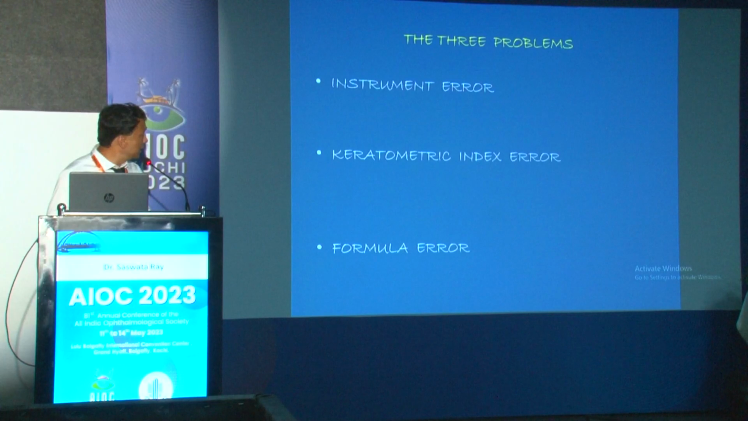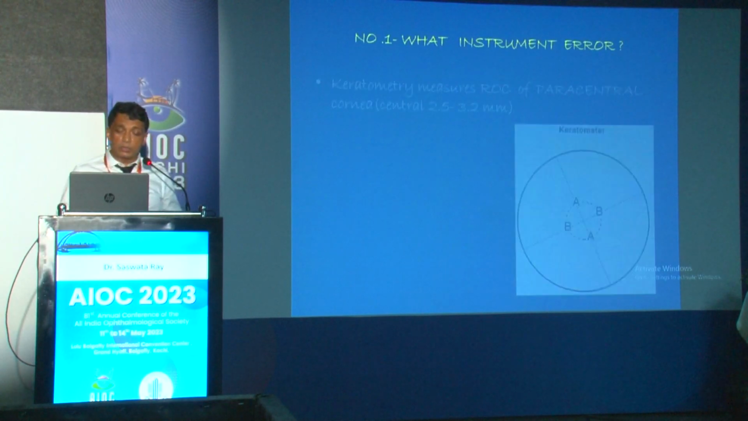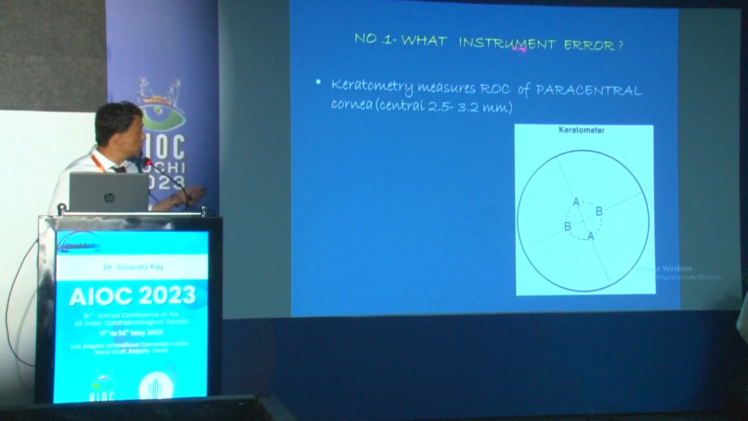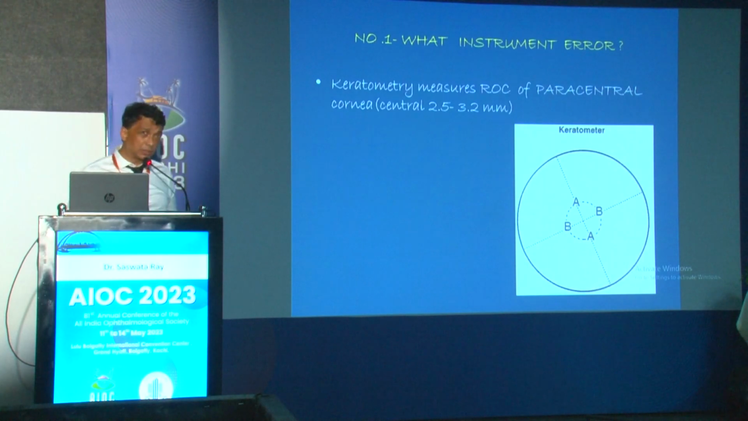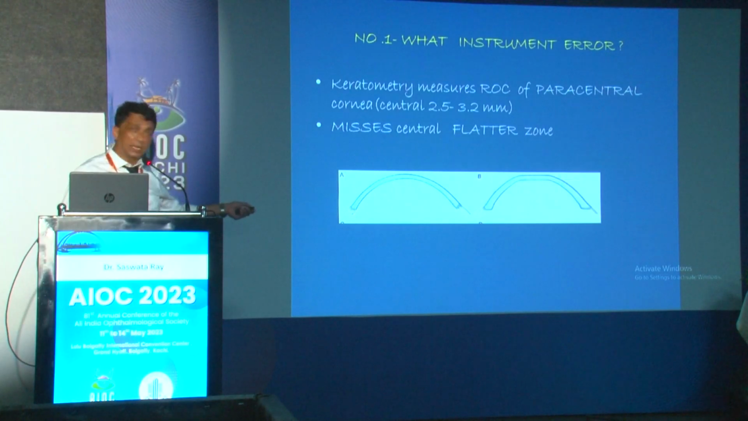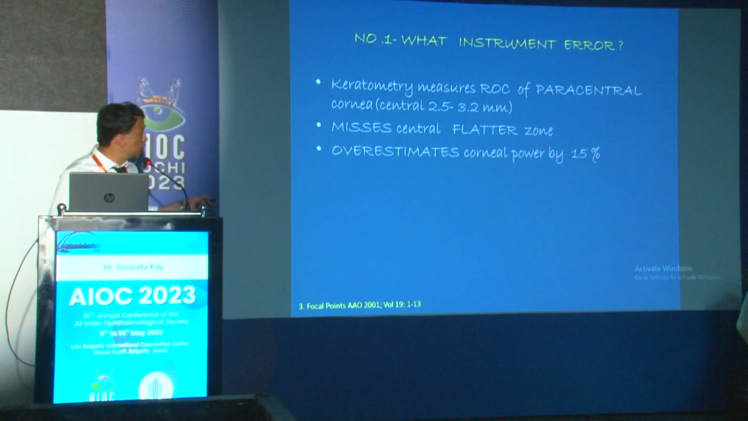Okay? It's important to understand that instrument error is because we use keratometers which measure the paracentral cornea, not the central cornea, at 2.5 to 3.2 millimeters according to the instrument. So what we measure is the paracentral area, and after refractive surgery it misses out the central area, which is flat, isn't it? So we're measuring basically the paracentral area and missing the flatter zone in the center. This adds up to 15% overestimation because of the steep paracentral zone. So that's quite a lot.